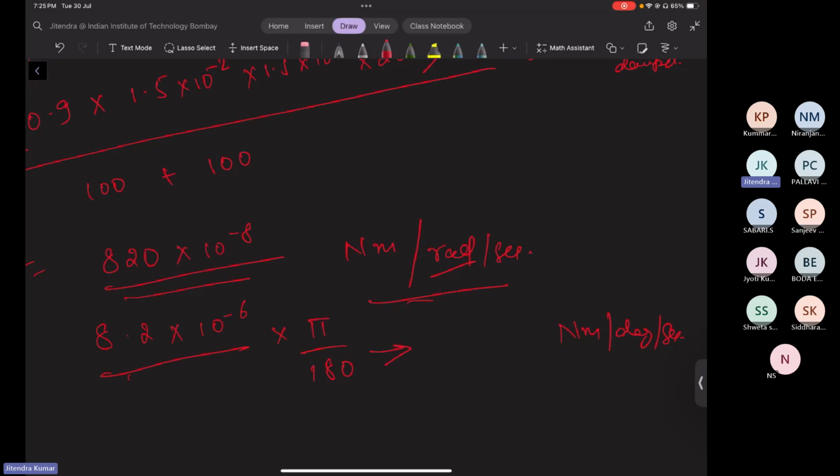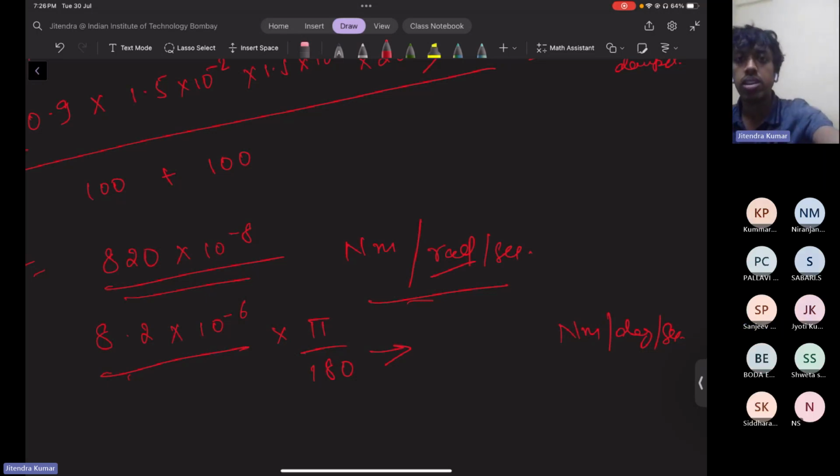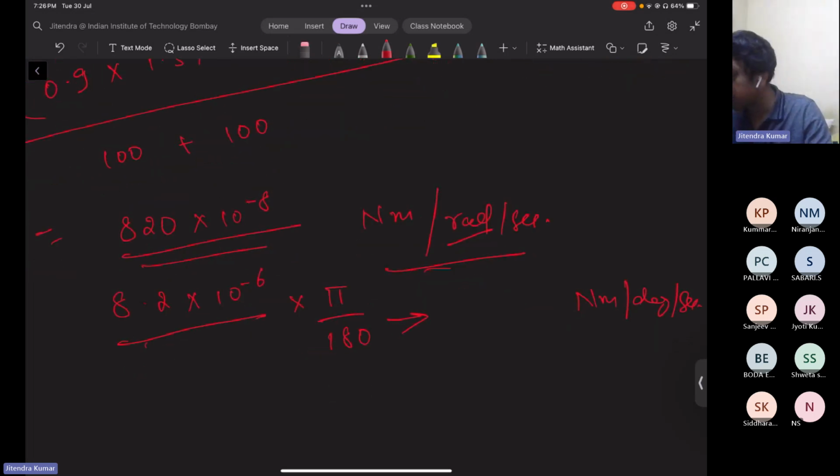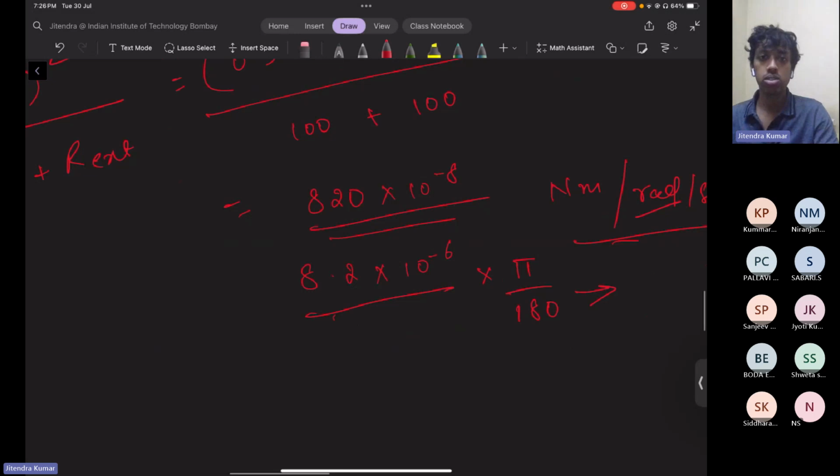Any doubt? No, sir. Great. So I hope you are clear about all damping and how damping works. We will again revisit this damping topic, so there is no issue with that.